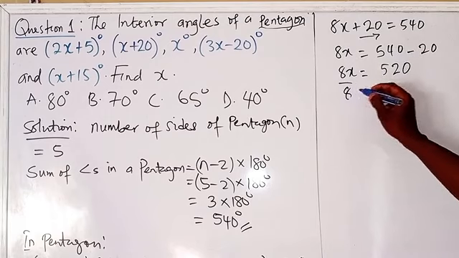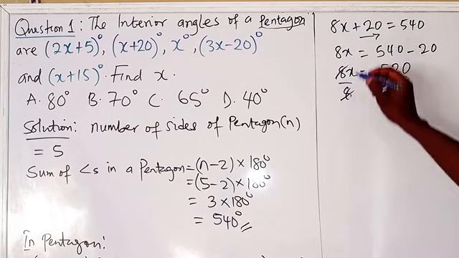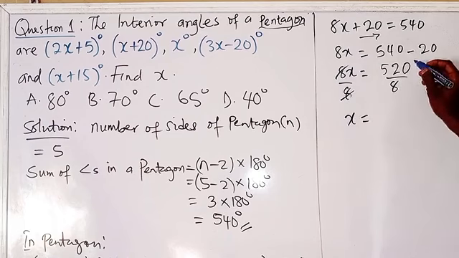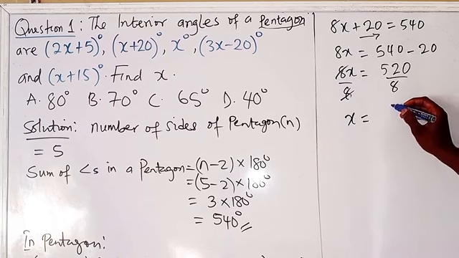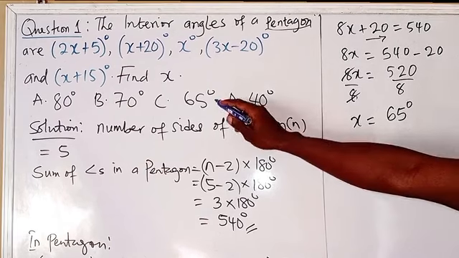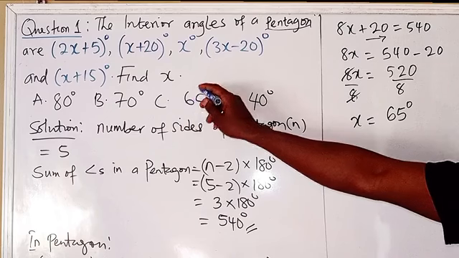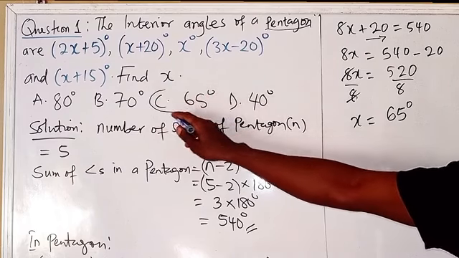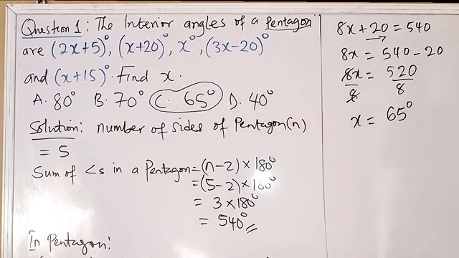So now we divide both sides by 8. We cancel this, we have x equals 520 divided by 8, that will give us 65 degrees, right? Press your calculator, you see it will give you 65. So therefore x is 65. Going back to the options, we can see this is the right option, which is C, right? So thank you for watching.